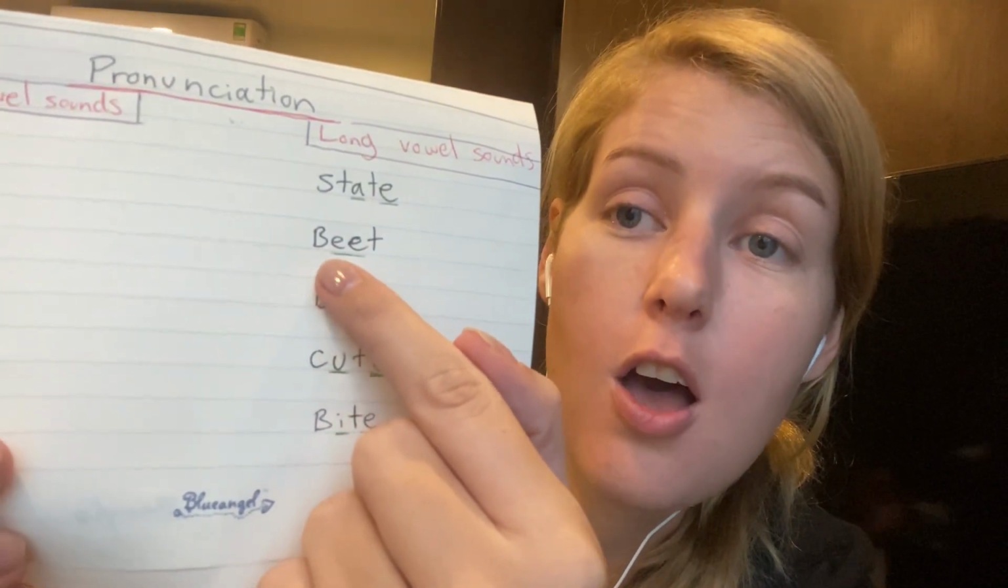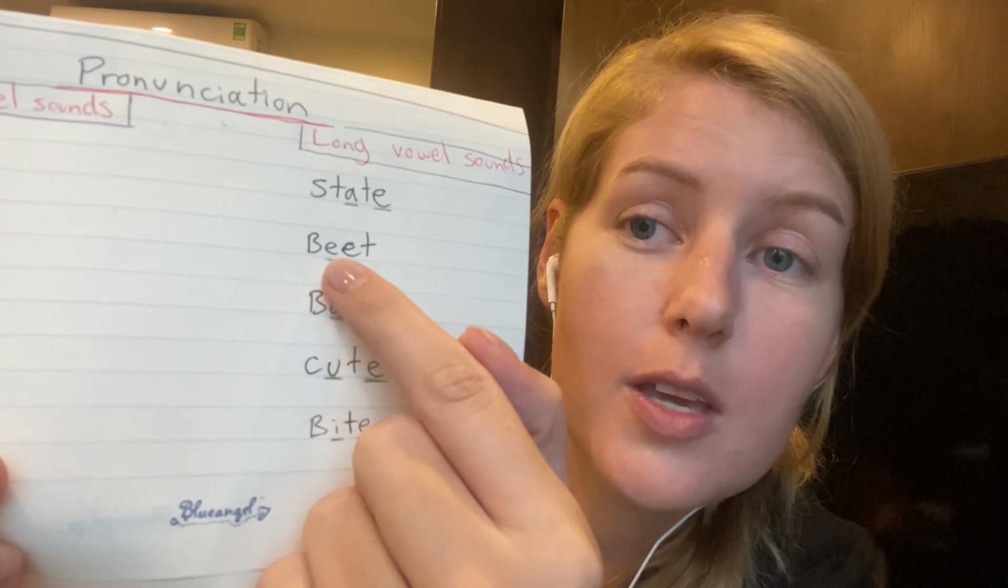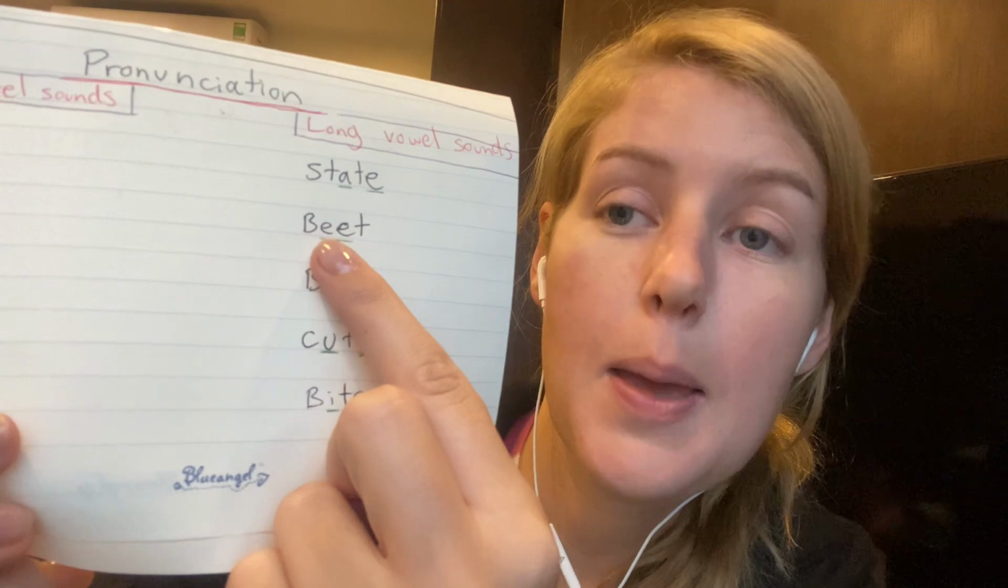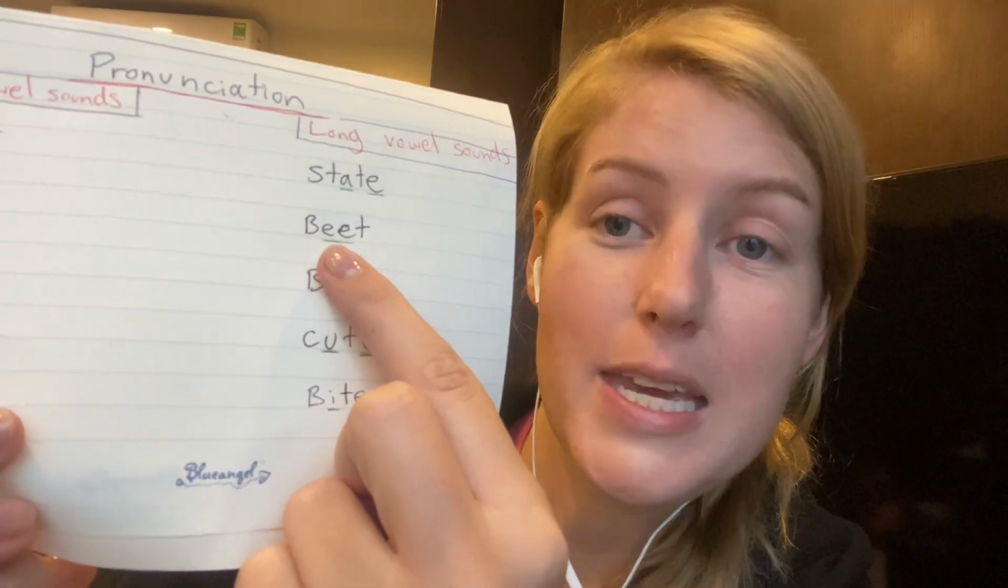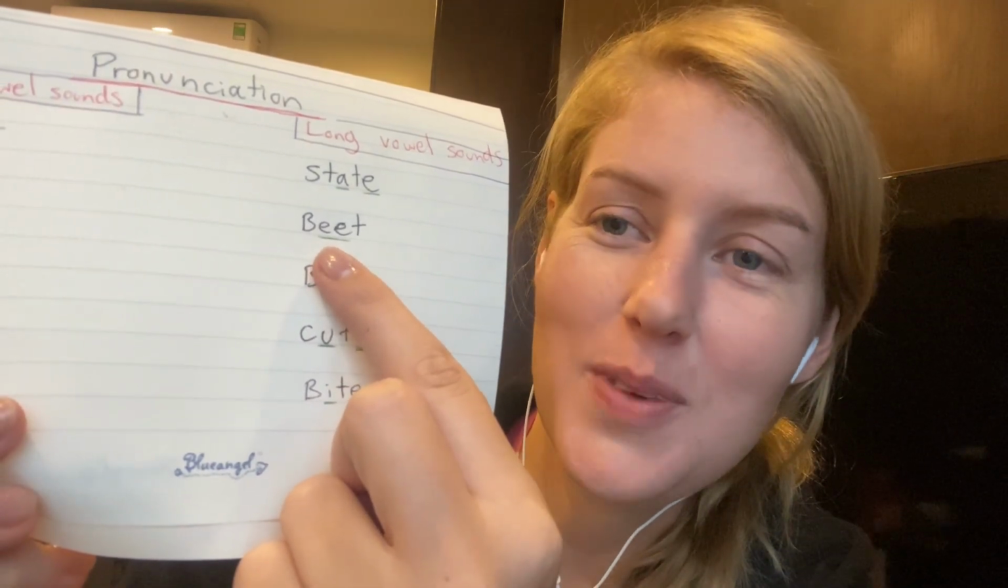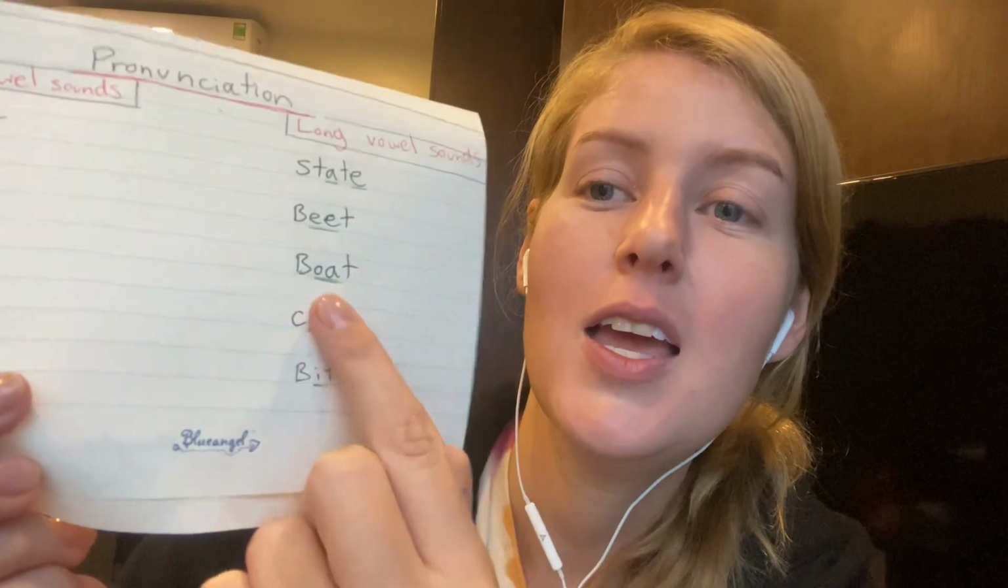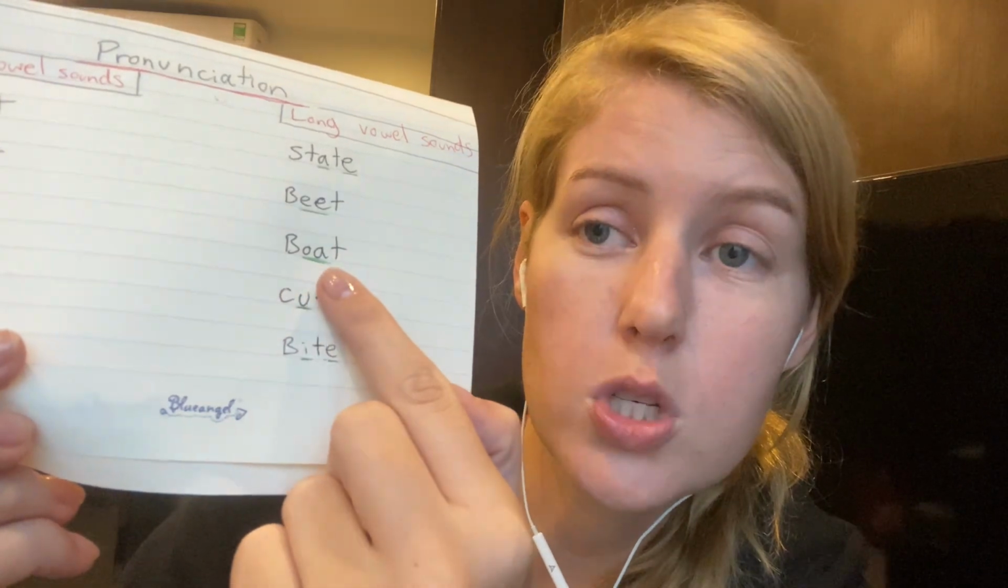Again, to make the long E sound, we can put two E's together, which will make beat. We can also make the long E with E and A together too, like beach. Next, we have our O. So to make the long O, we have to add the A as well. B-O-A-T, boat.